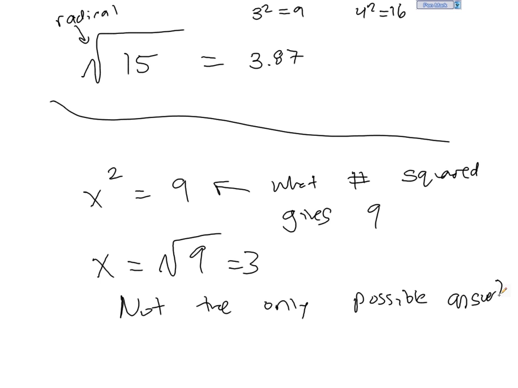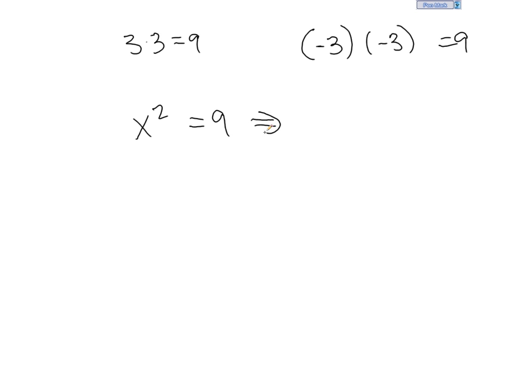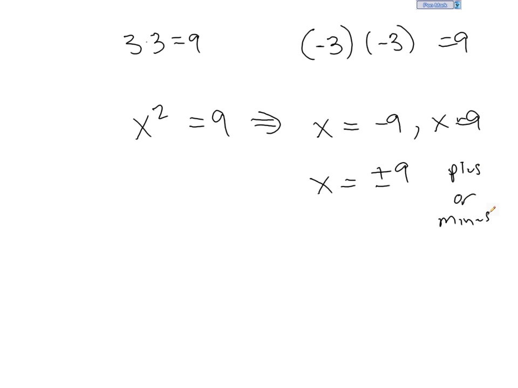What else is? Well, we know that 3 times 3 equals 9, but we can also do negative 3 times negative 3 equals 9. So the answer to x squared equals 9 should be x is equal to negative 3 or x is equal to positive 3. Sometimes we just write that this way. X equals plus or minus 3.